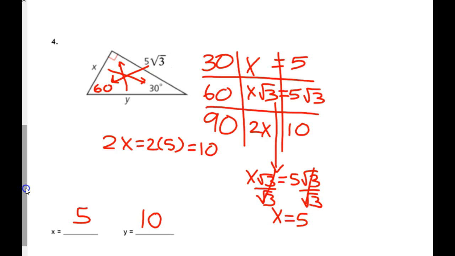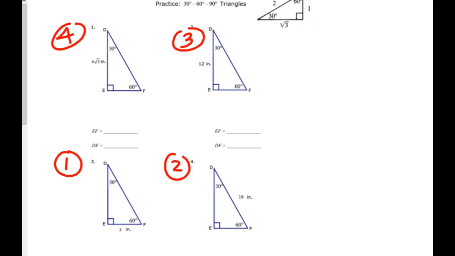Now, the assignment, if you don't already have it, it's going to be on my side table, and you need to get that. It says practice 30, 60, 90 triangles. And just like yesterday, I'm going to show you which examples are like which examples from the notes. Check it out. When you get to the assignment, there's only 4 problems, and they're just like the 4 problems from the notes. Number 1 is like example 4 from the notes. Number 2 is like example 3 from the notes. Number 3 is like example 1 from the notes. And number 4 is like example 2 from the notes.